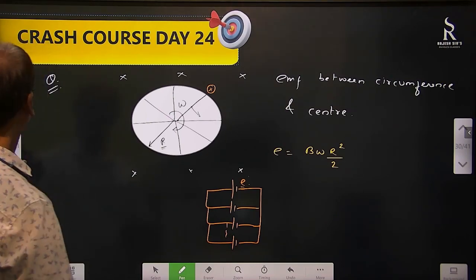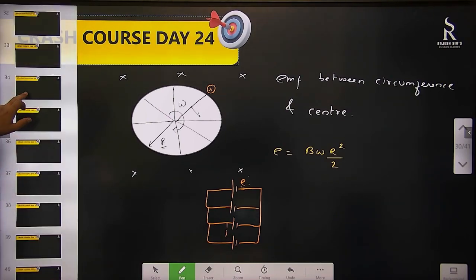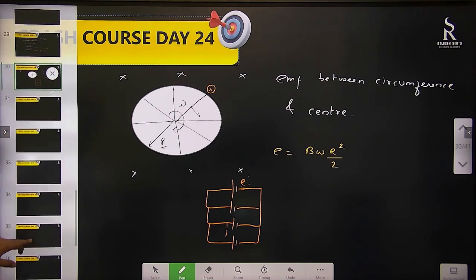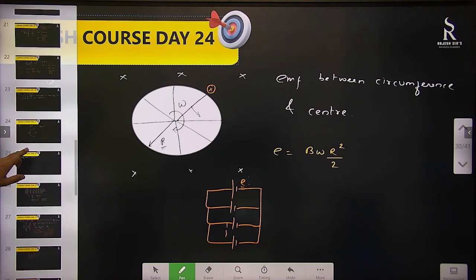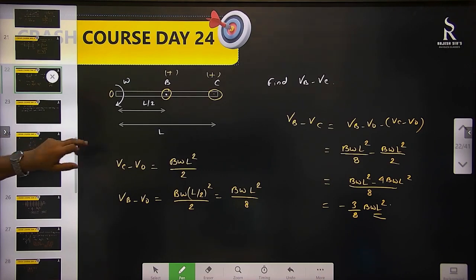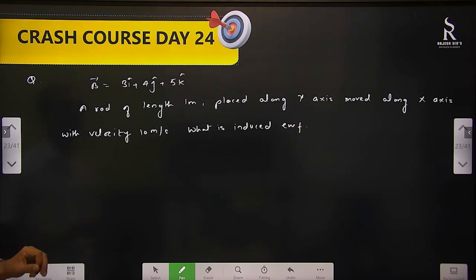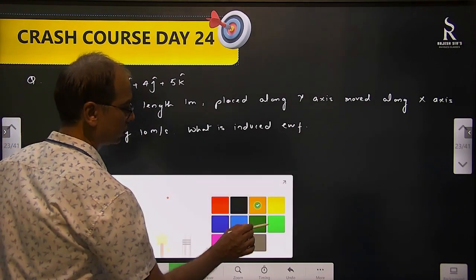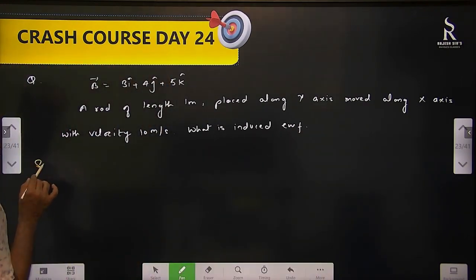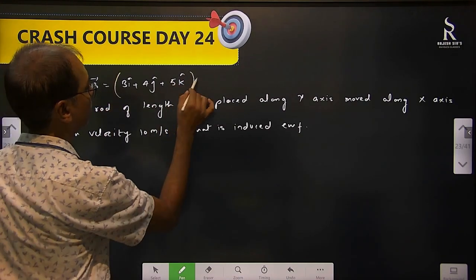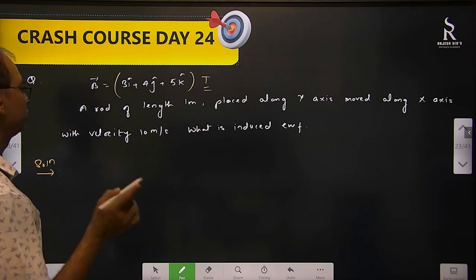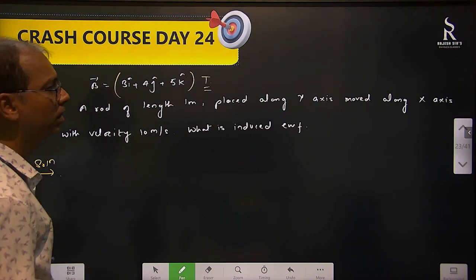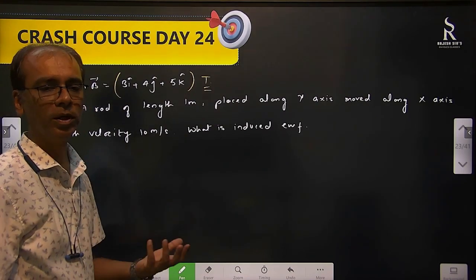Okay. All right. Let's move back. So where are we? We are here. Okay. Let's go to the next question. What is this question? Let's see. This question says the magnetic field is given in vector form, this much Tesla. A rod of length 1 meter placed along the y-axis moves along the x-axis with velocity 10. What is the induced EMF? Very simple, but we have to take all the things in vector form and find the EMF.